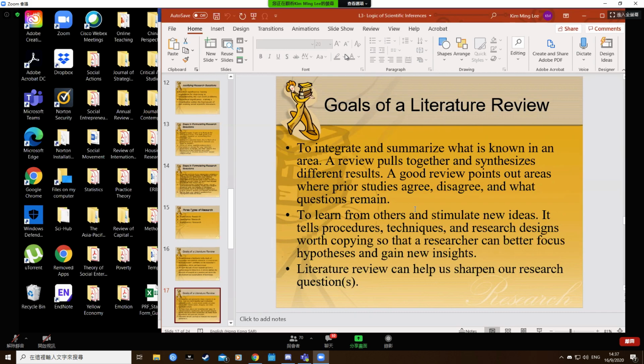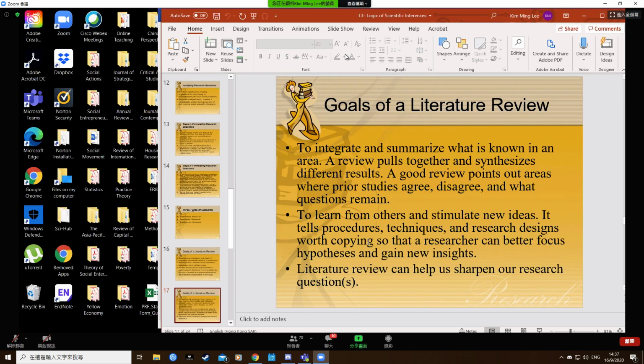And to demonstrate, to show people how you come up with this theoretical framework. Okay, your theoretical framework is not out of nothing. It's out of something. Out of your review of the literature, out of your review of previous study. Okay, so this is the continuity. Okay, and actually it also helps to learn from others to stimulate new ideas.